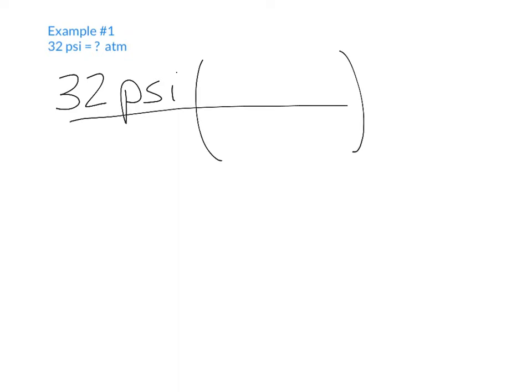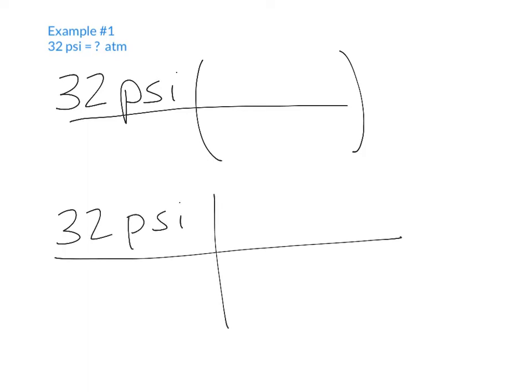Some teachers will show this like a parentheses conversion factor. Others use more of a bar system like this. Either way, the system is the same. Whatever unit you're trying to get rid of, in this case pounds per square inch, you write that in the denominator of the conversion factor. The reason is that it will cancel. Whatever unit you're trying to find, you put in the numerator, in this case atmospheres.